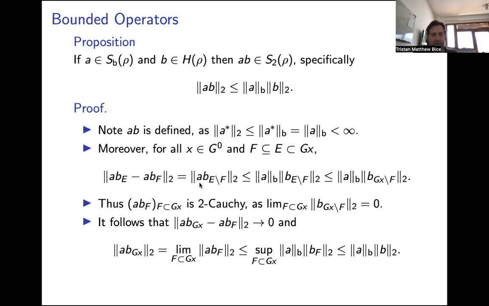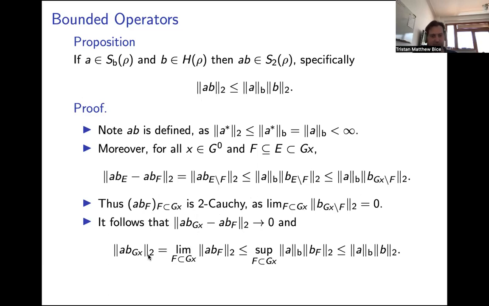So in particular, this AB is by definition the pointwise limit of AB restricted to F, all these finite restrictions. If it has a pointwise limit, and it's 2 Cauchy and has a 2 limit, well, the 2 limit and the pointwise limit have to coincide.